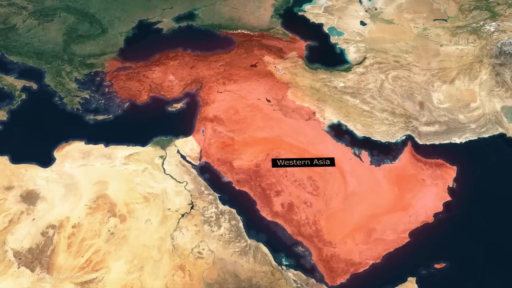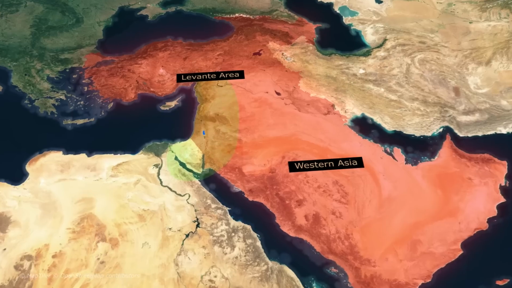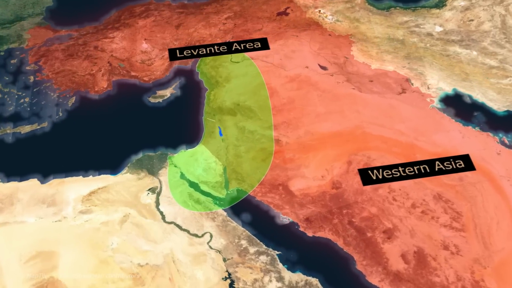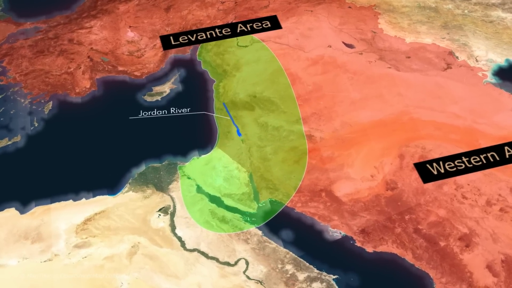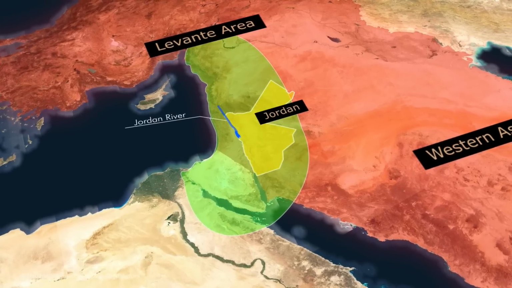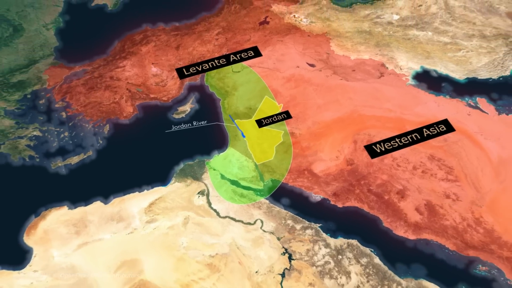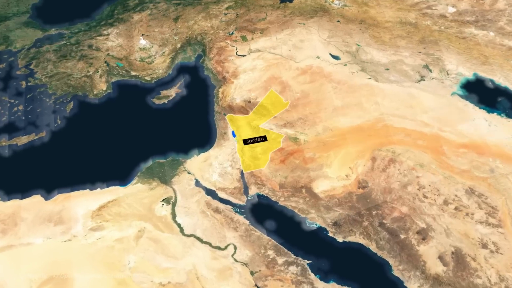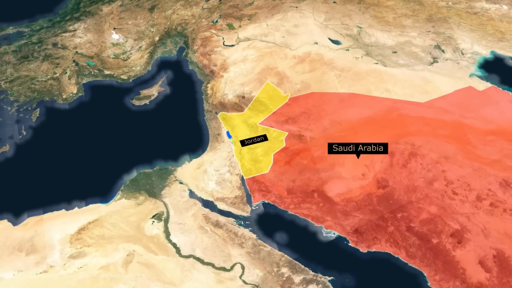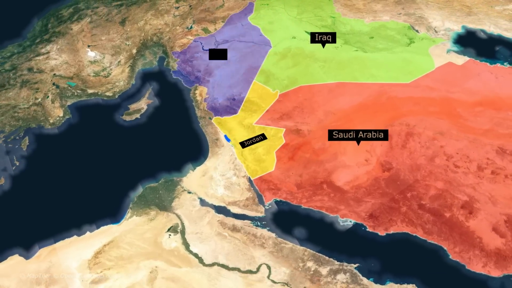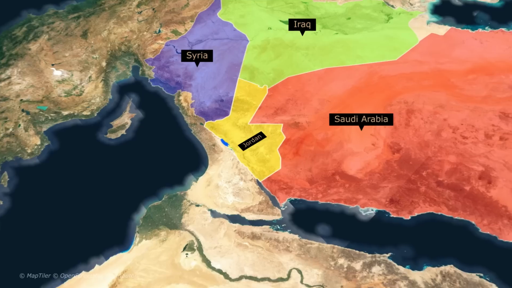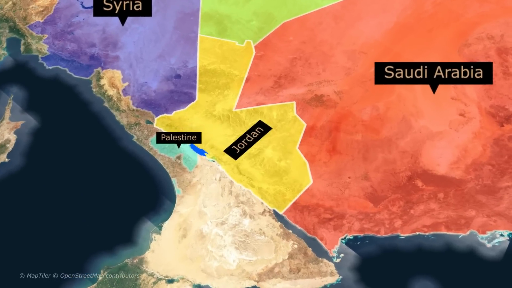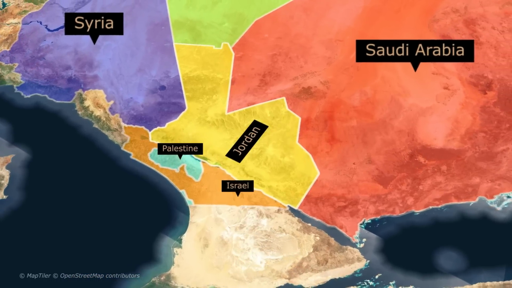This is a map of Western Asia, and if you take a look at the Levant area of the Fertile Crescent on the east bank of the Jordan River, you will find the Hashemite Kingdom of Jordan situated at the crossroads of Asia, Africa, and Europe. The magnificent nation is bordered by the Kingdom of Saudi Arabia to the south and east, Iraq to the northeast, and Syria to the north. In the west, Jordan is bordered by the Palestinian West Bank, Israel, and the Dead Sea.